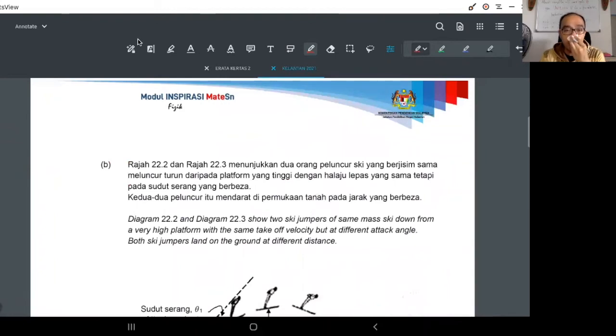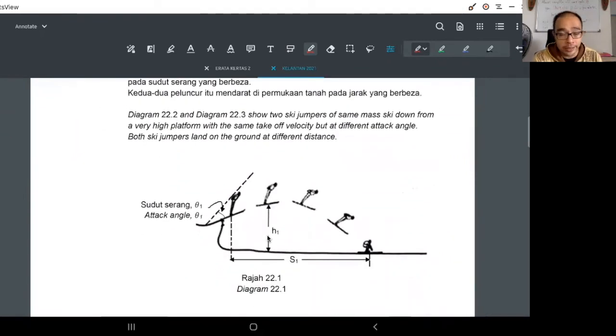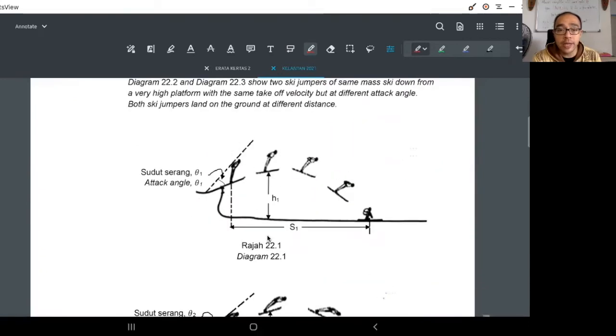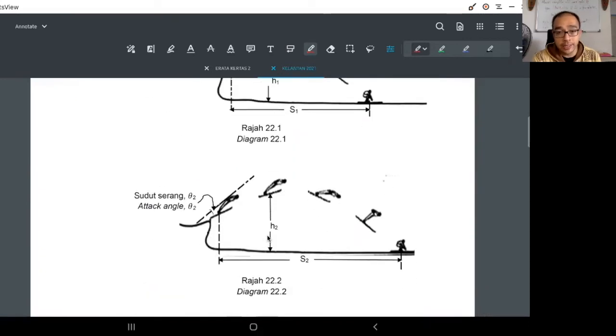22.2 and 22.3. So 2 ski jumpers, okay, that are this one. Of the same mass, ski down from a high platform. Same takeoff velocity, but a different attack angle. Okay, so take a look at the size of the angle, everybody. Take a look at the distance.